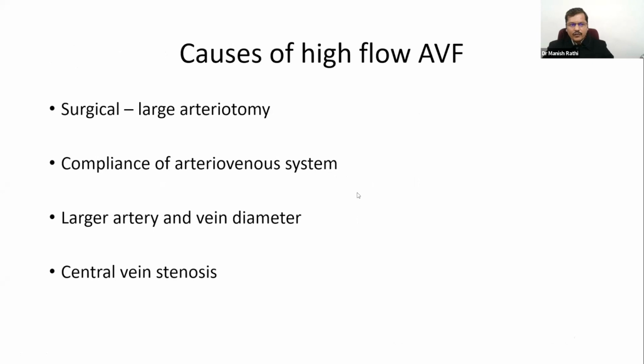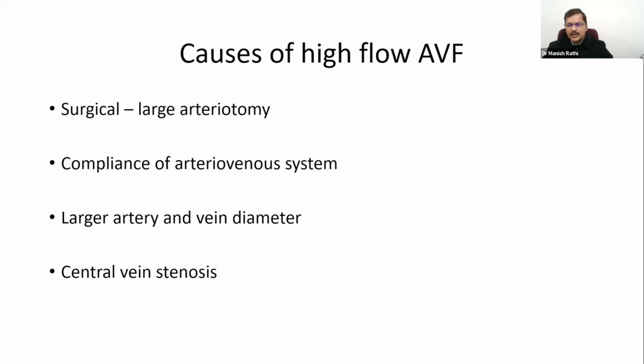What are the causes of high flow fistula? The most common cause is surgical. When all of us are making a fistula, what we want is to achieve a thrill at the time of surgery. However, what we often ignore is that for achieving this thrill, sometimes we become overzealous and make a large arteriotomy, and this is supposed to be the most common cause of a high flow fistula subsequently.